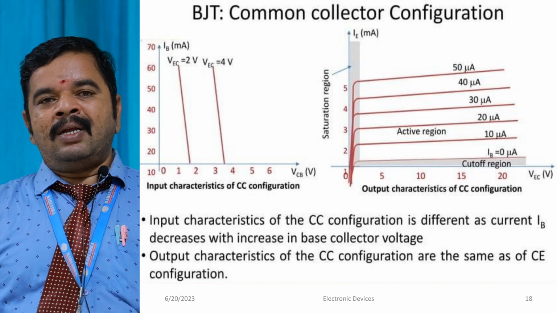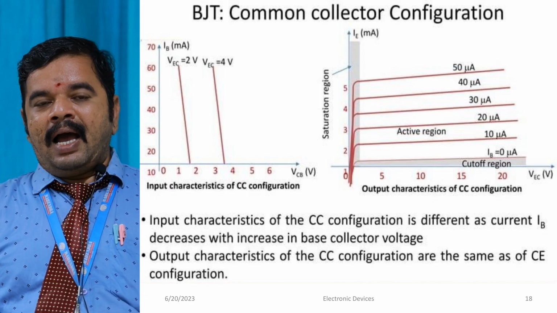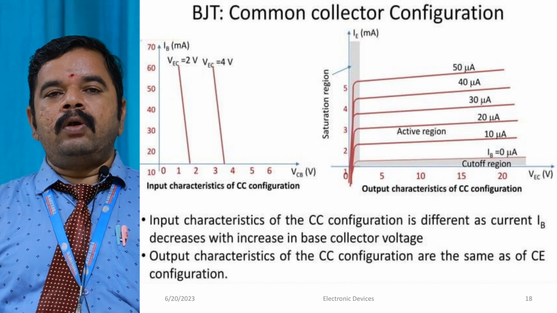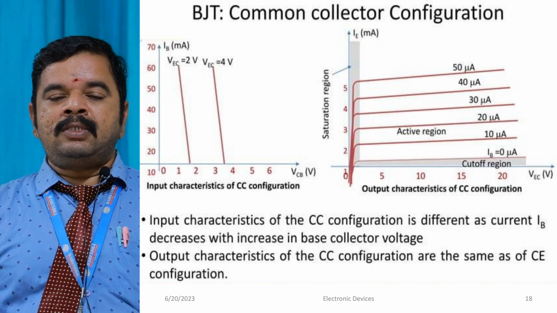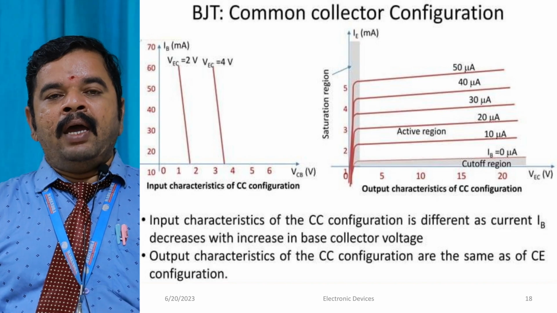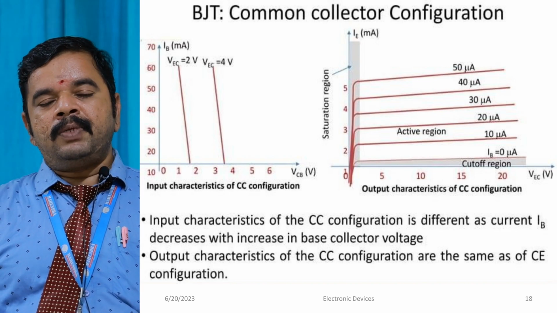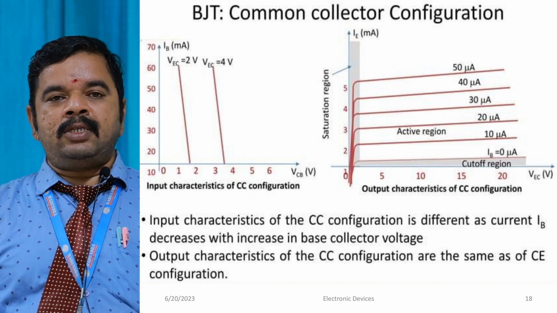Generally, BJT transistors, application-wise, fall into two categories: the transistor as an amplifier and the transistor as a switch, where it acts either as an amplifier or as a switch. We have already discussed in the characteristics that there are three regions of operation: cutoff, linear and saturation.